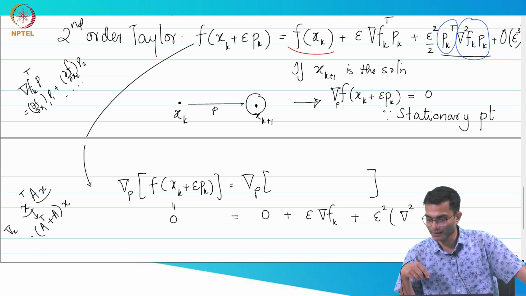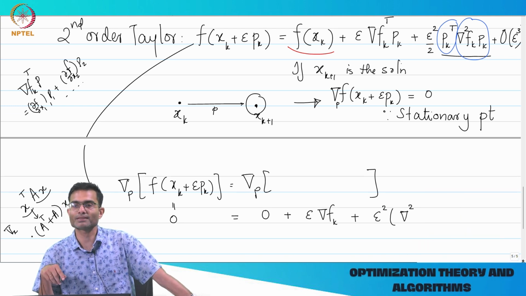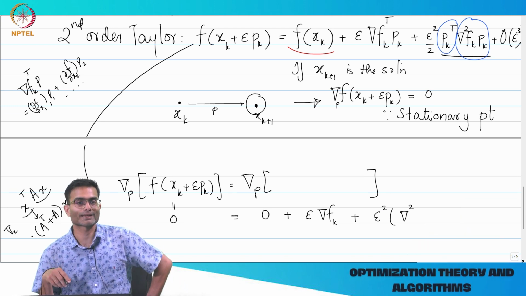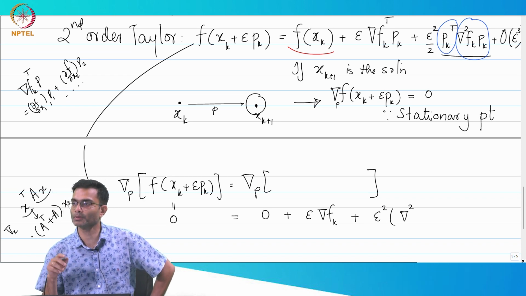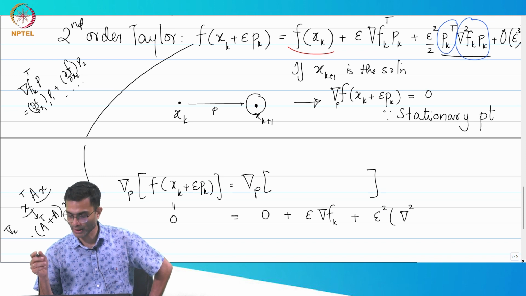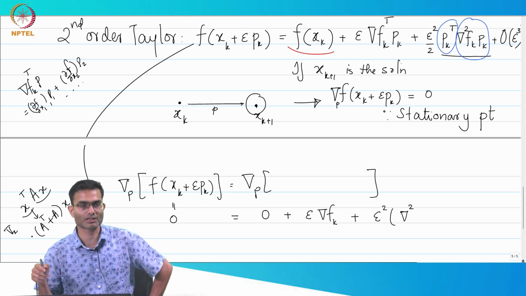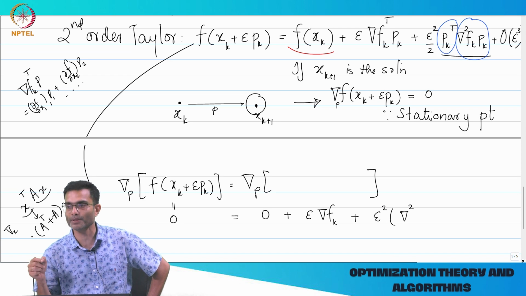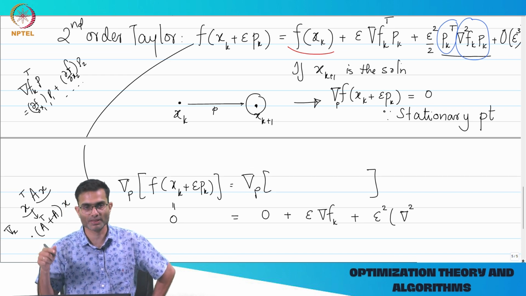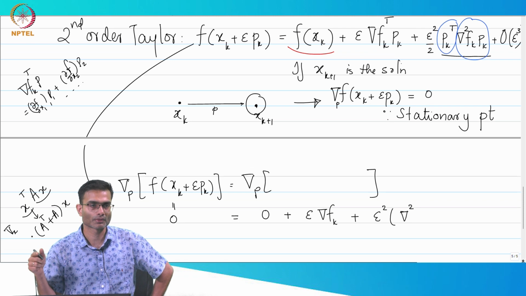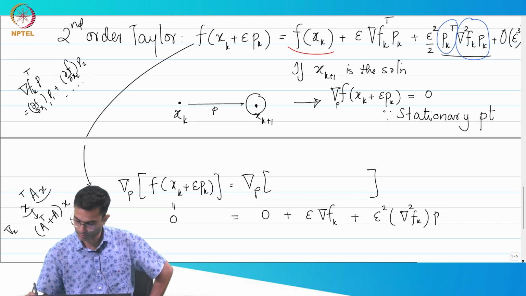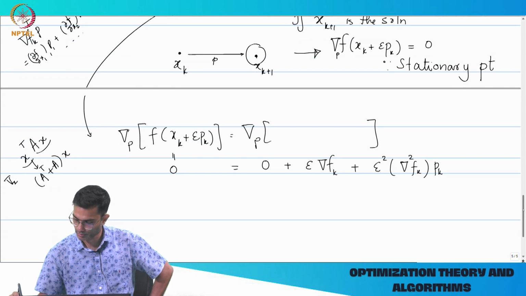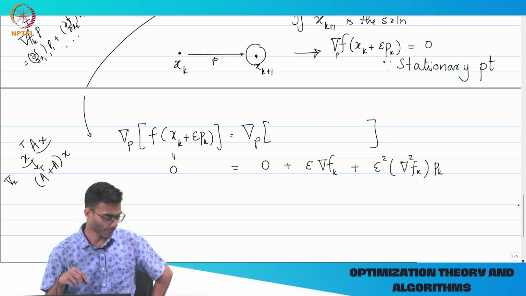So now when I take this, is there any special property of the Hessian? It is symmetric, so its transpose will be itself. So what will happen to that half? A transpose plus A would be Hessian transpose plus Hessian, which is 2 times Hessian. Therefore that 2 goes away. I am left with epsilon squared Hessian and what? P, right?